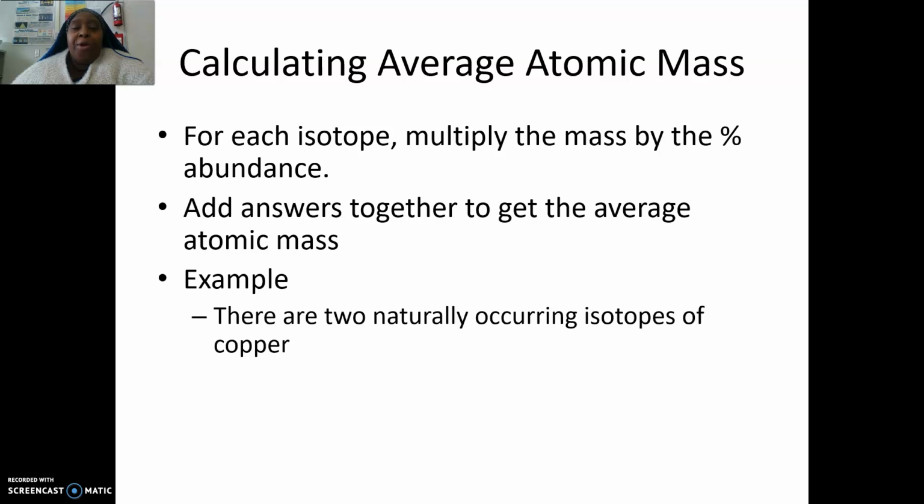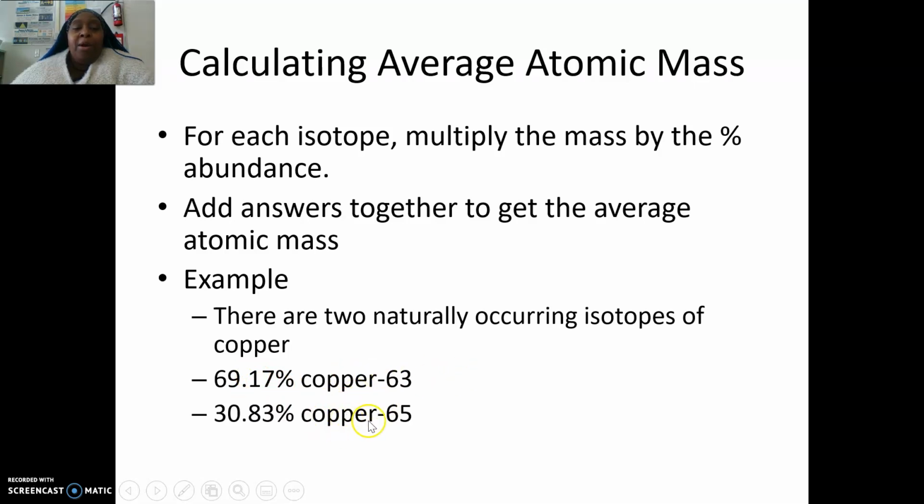So here is an example for you. There are actually 2 naturally occurring isotopes of copper. We have copper 63. Remember, we're using the hyphen notation. So we have copper, then the hyphen, and then we have the number after, right? Remember, 63. Okay, and it says that it makes up 69.17% of the copper on Earth. Then we also have copper 65, right? And for copper 65, it makes up 30.83% of the percentages of them on the Earth.